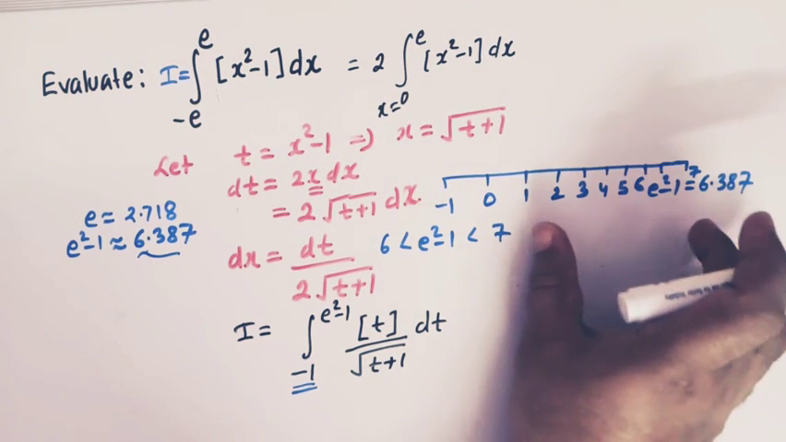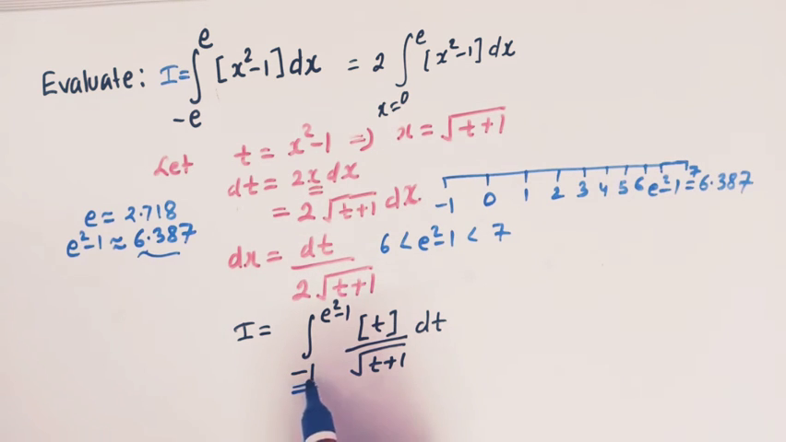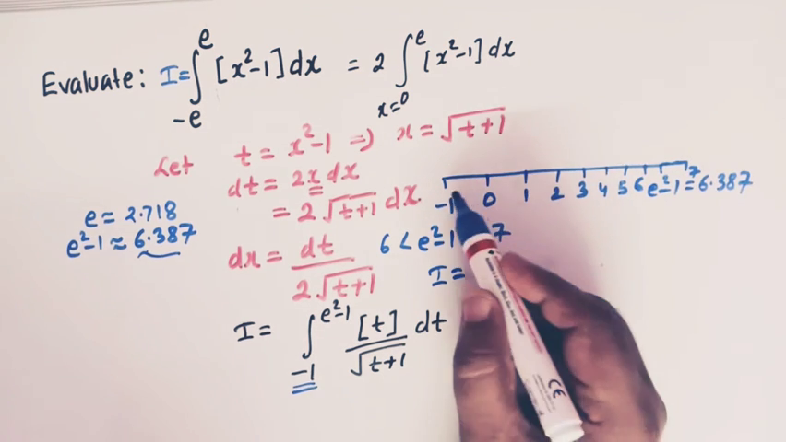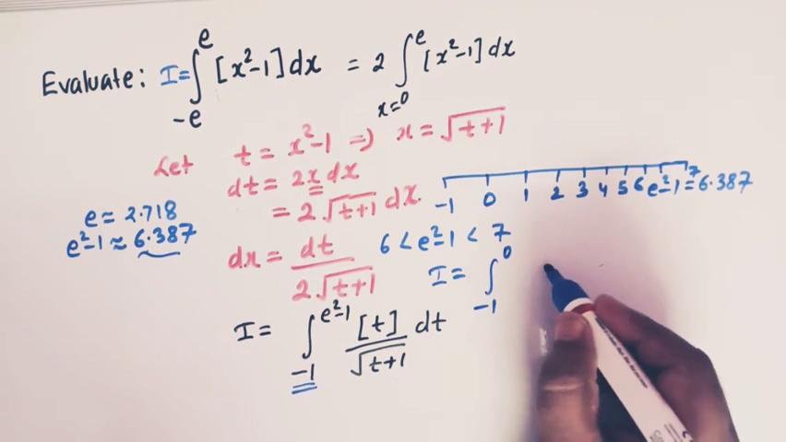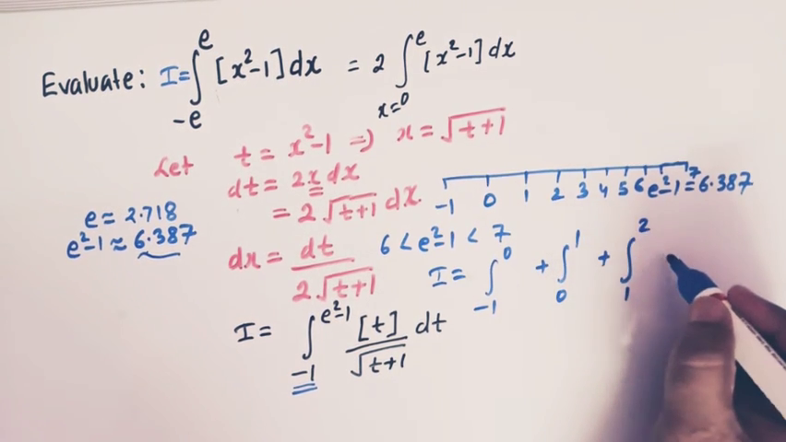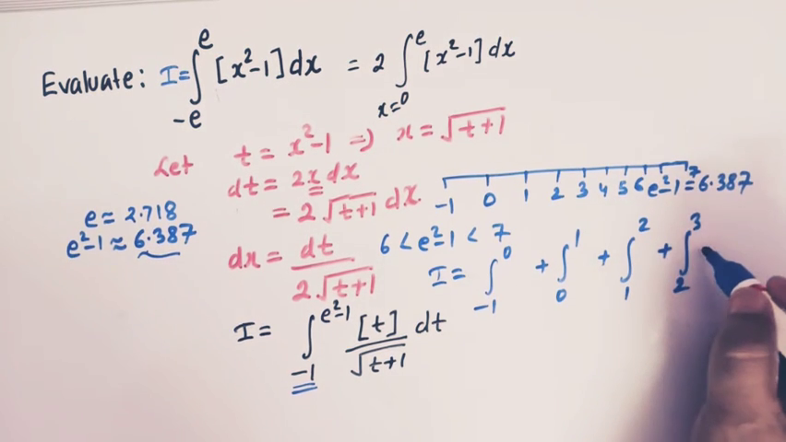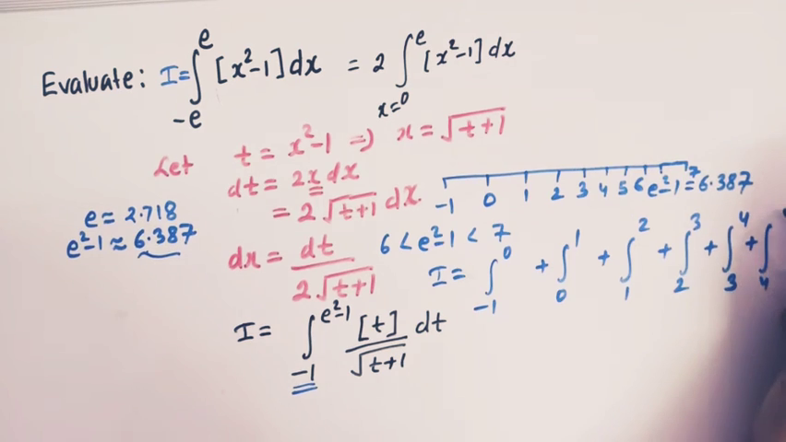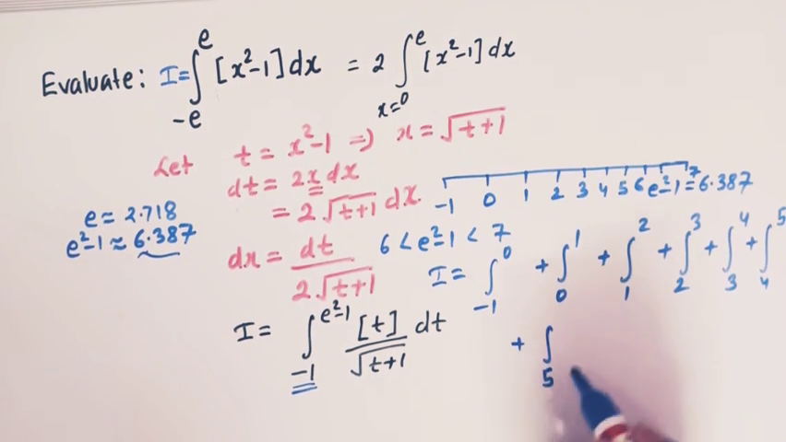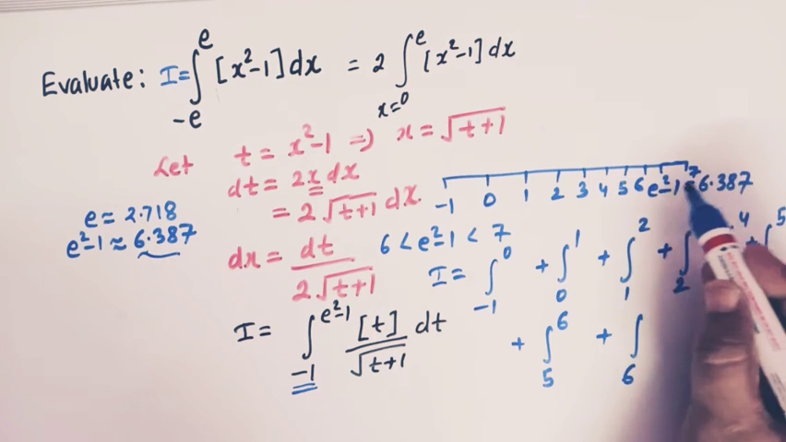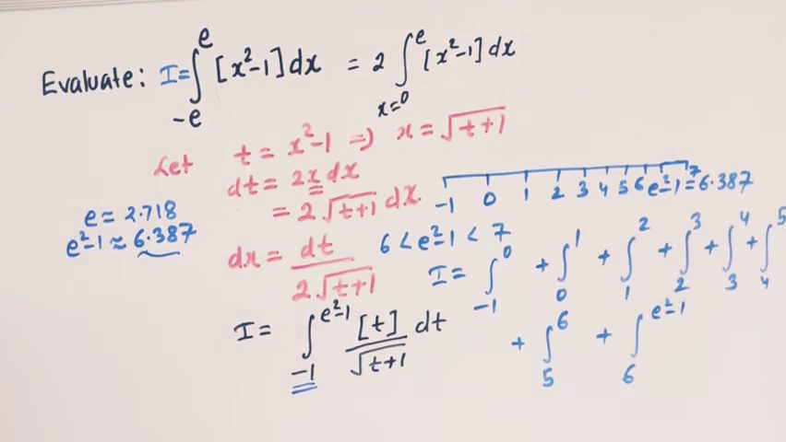So now from this number line we conclude that this integral from minus 1 to e square minus 1 can be divided, or split, into these integrals: from minus 1 to 0, then 0 to 1, then 1 to 2, then 2 to 3, then 3 to 4, then 4 to 5, then from 5 to 6, and then from 6 to 6.387, which is equal to e square minus 1, right?